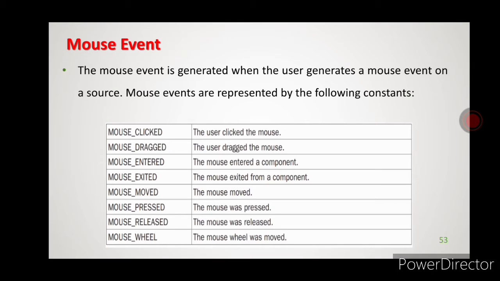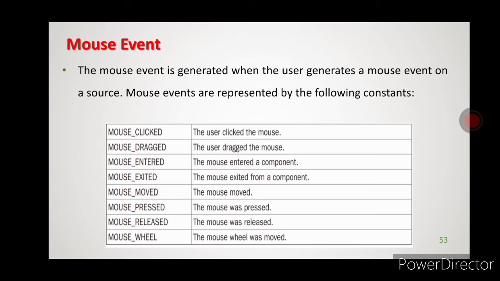Next, mouse wheel. The middle button, which nowadays has been converted into a mouse wheel. When the mouse wheel is moved, the mouse wheel event is generated. These are all the cases, or the constants in which we represent the events, and in all these cases the mouse event is generated.